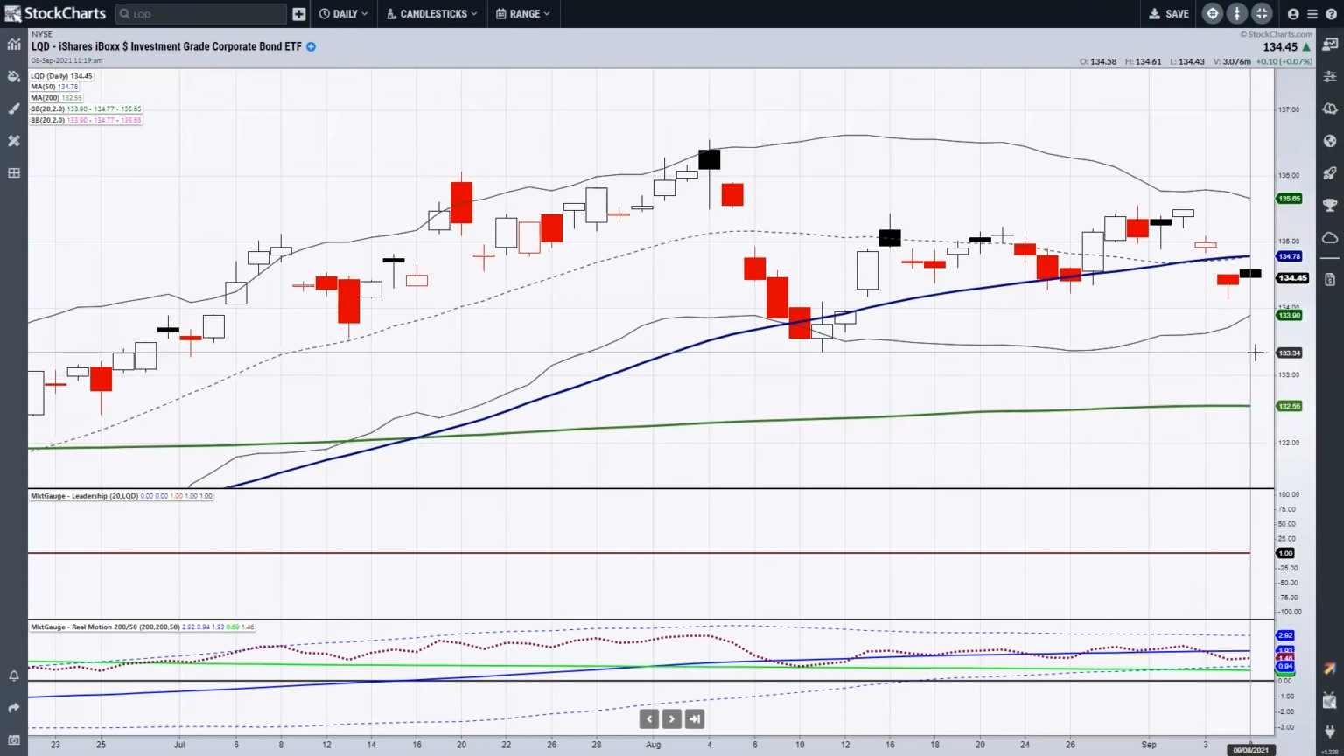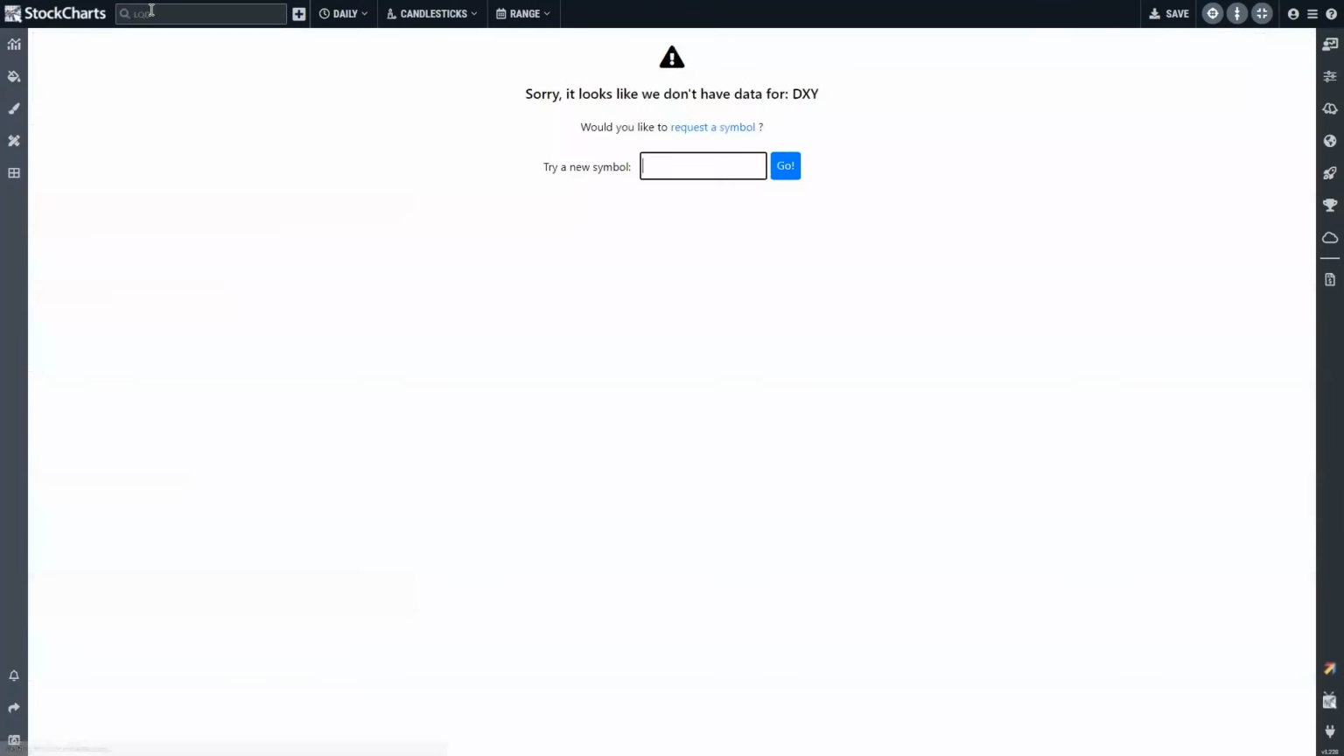So we're going to be looking at these levels here from 133 to 134 to see what happens. And of course, if it gets back through 135, that would probably be a good sign, particularly, like I said, for those growth stocks.